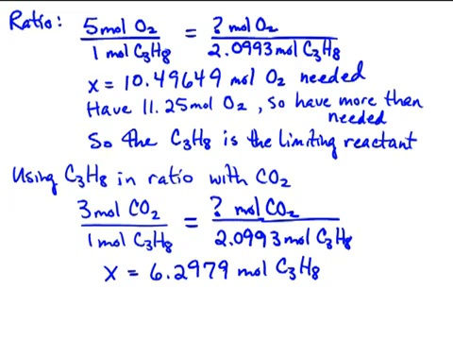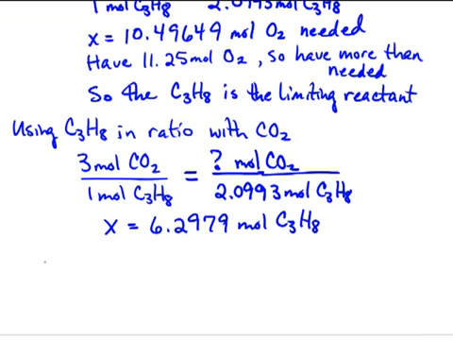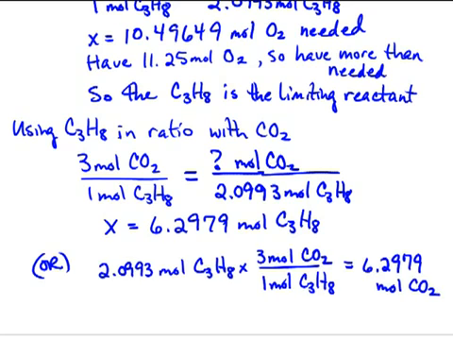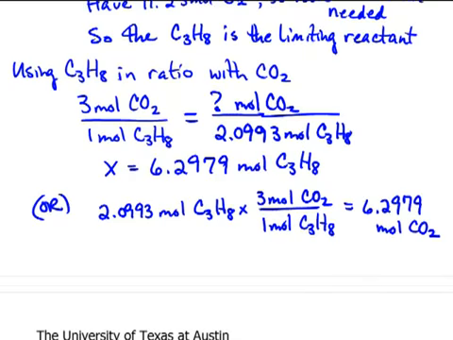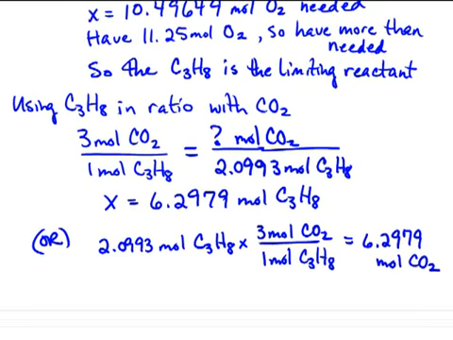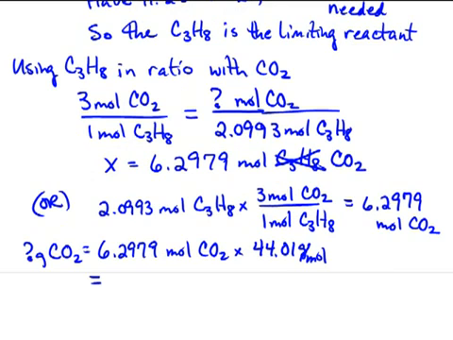Alright, another way of doing this is to use my available propane moles and multiply by the mole-mole ratio. Either of those two methods work. Now that is moles of CO2 and I need it in grams, so multiply by the molecular weight. And from that I get 277 grams of CO2 formed.